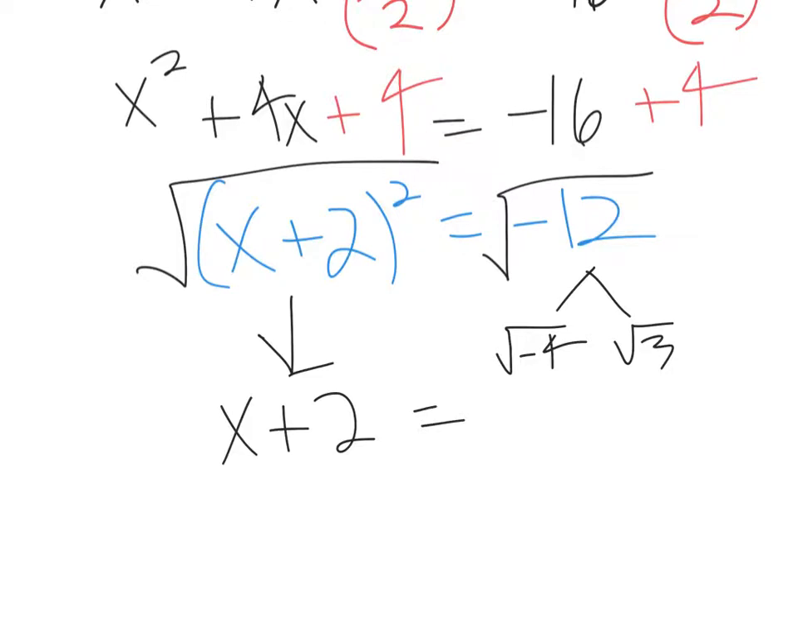So I'm going to put the negative with the 4, like I did right there, because I can take the square root of negative 4. I can say that's plus or minus 2i. And then the square root of 3 would just stay behind as the square root of 3.